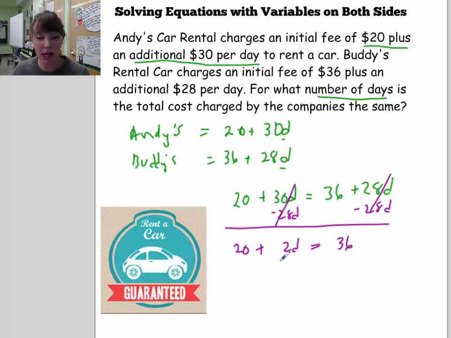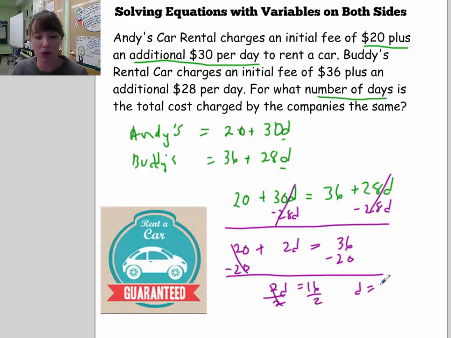We've been getting variables on the left-hand side, but we could very easily get the terms of the variables on the right-hand side. That's totally fine too. It just happens to be this case right now. So I have 2D is equal to 16, and dividing by 2, D is equal to 8. So after 8 days, the charges are the same.